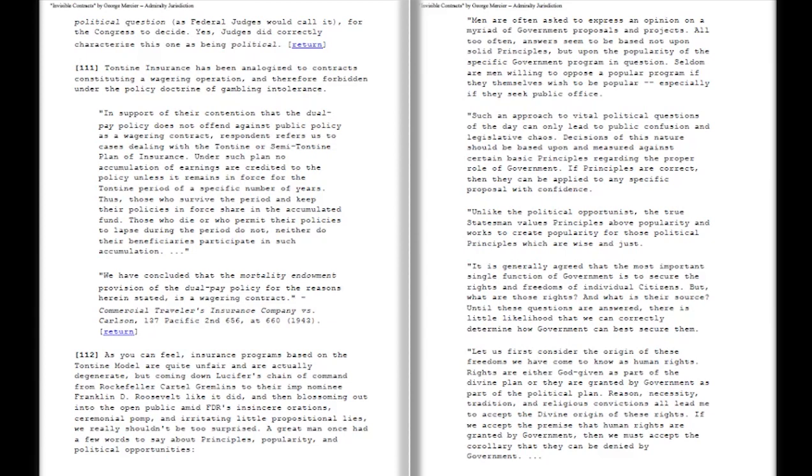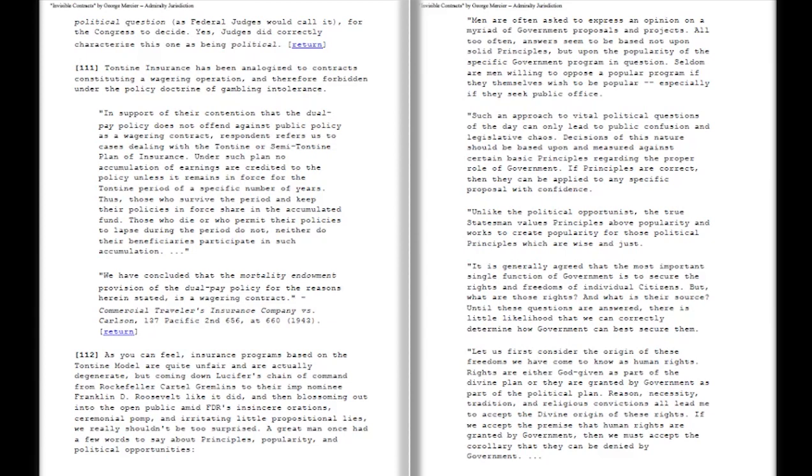Decisions of this nature should be based upon and measured against certain basic principles regarding the proper role of government. If principles are correct, then they can be applied to any specific proposal with confidence. Unlike the political opportunist, the true statesman values principles above popularity and works to create popularity for those political principles which are wise and just. It is generally agreed that the most important single function of government is to secure the rights and freedoms of individual citizens. But what are those rights? And what is their source? Until these questions are answered, there is little likelihood that we can correctly determine how government can best secure them.